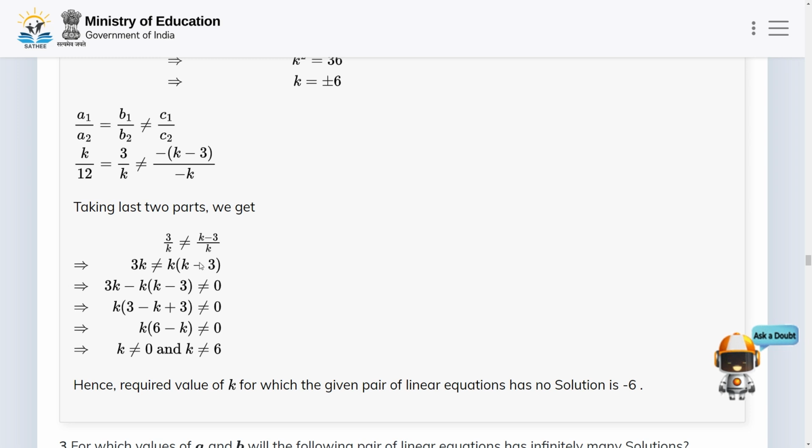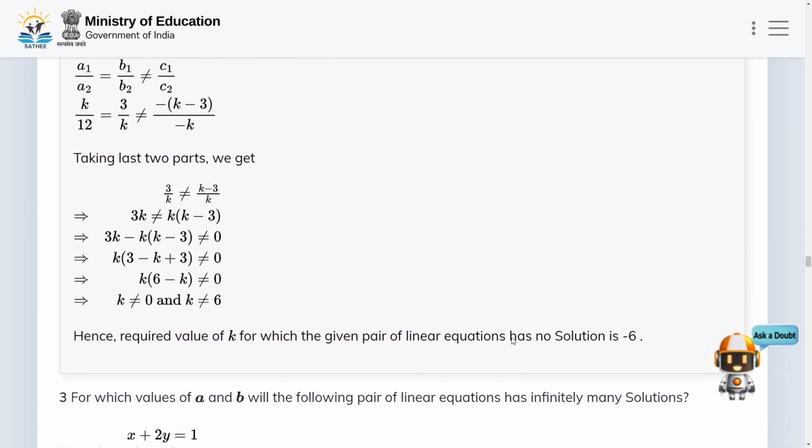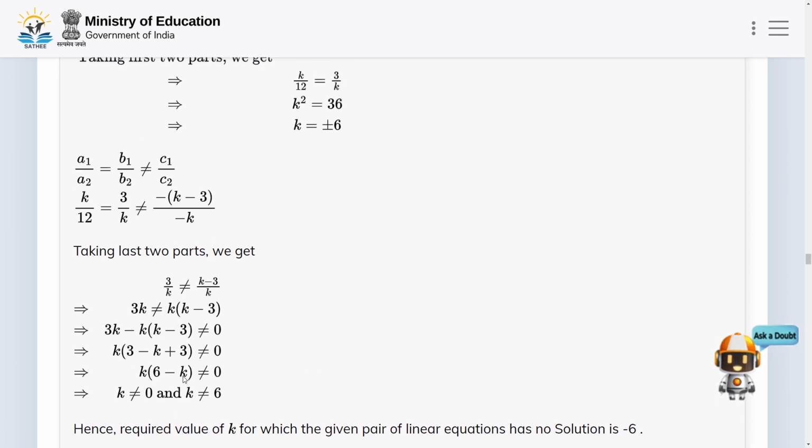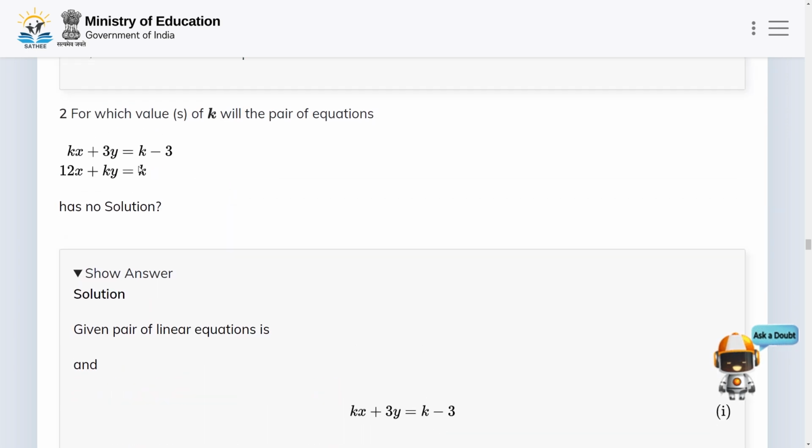And it implies 3k does not equal to k times k minus 3, and it implies 3k minus k times k minus 3 is not equal to 0, and it implies k times 3 minus k plus 3 does not equal to 0, and it implies k times 6 minus k does not equal to 0, and it implies k does not equal to 0 and k does not equal to 6. Okay, so hence the required value of k for which the given pair of linear equations has no solution is minus 6. Okay, so when k does not equal to 0 and k does not equal to 6, in that case this system of pair of linear equations has no solution.